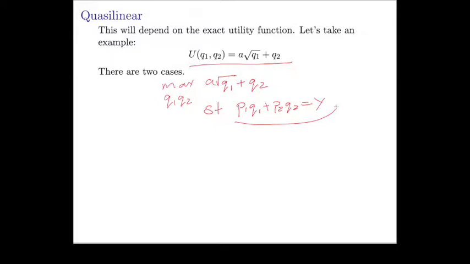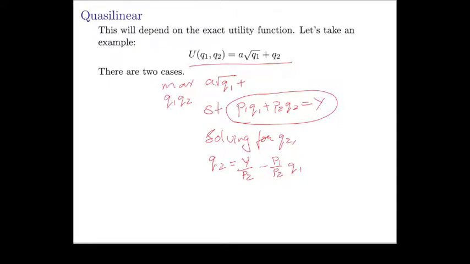What we're going to do is we're going to solve this for Q2 and substitute to eliminate one of the variables. So if we solve this for Q2, Q2 equals y divided by P2 minus P1 over P2 times Q1. So we can just go in and replace this and make this into a single variable optimization problem, with P1 over P2 times Q1. And then we don't have to worry about this constraint anymore.